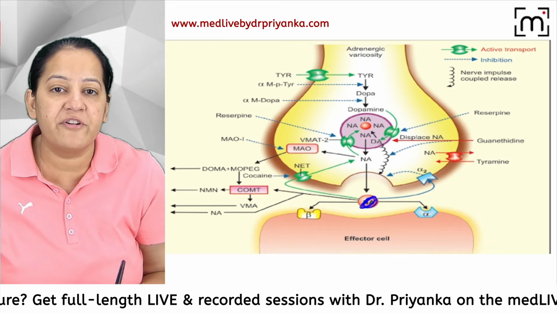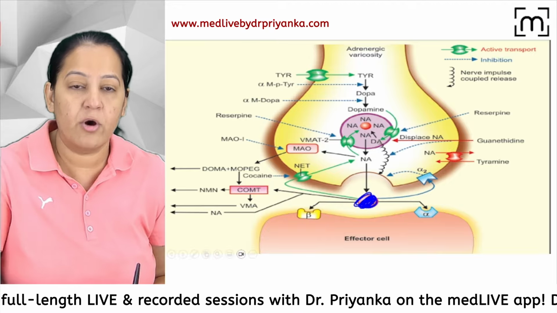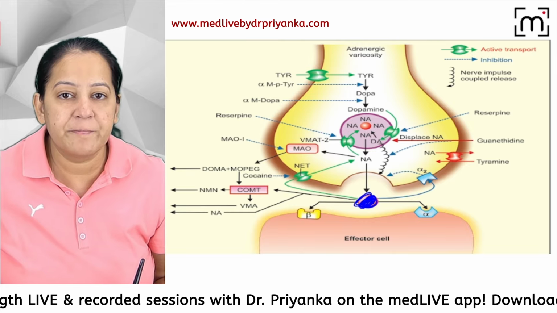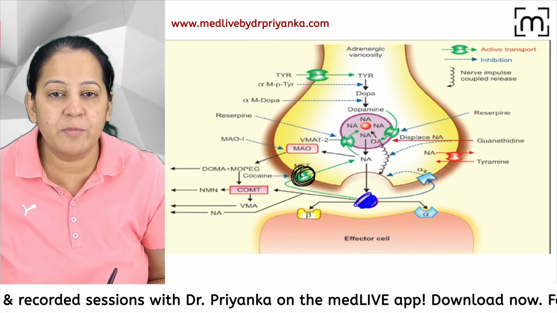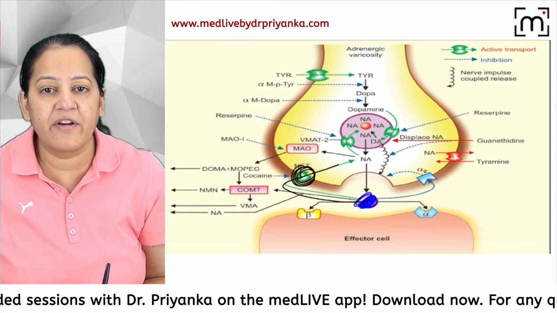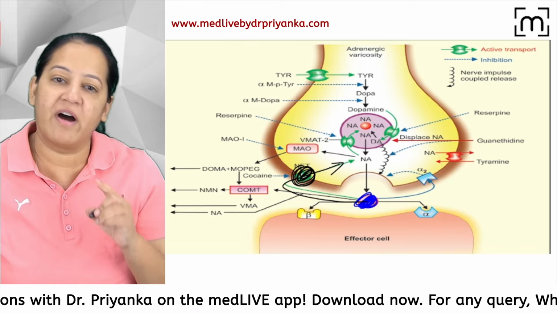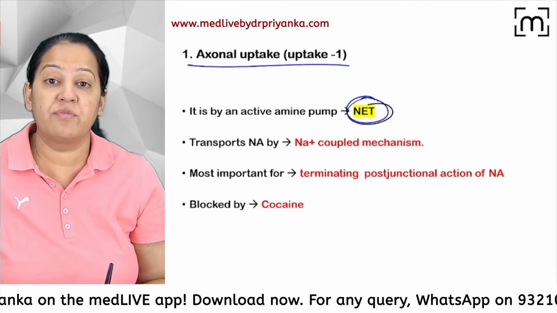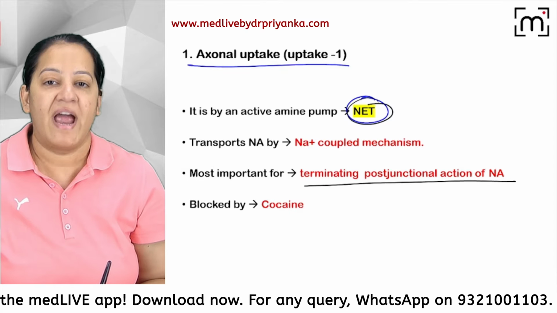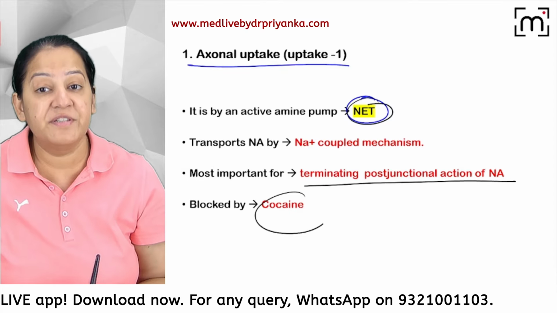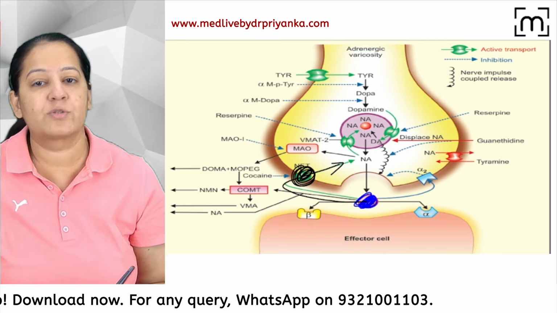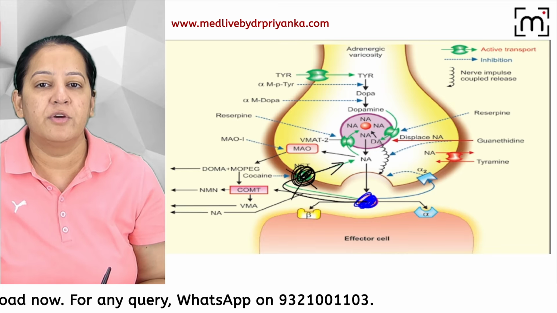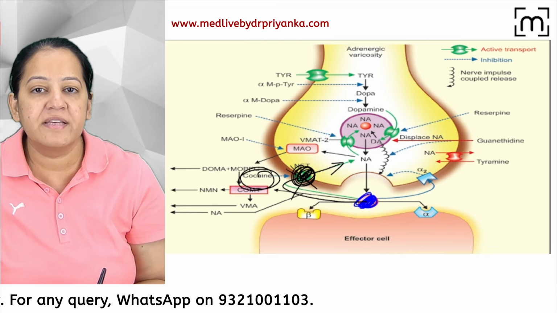Can you see this is noradrenaline? Say yes. You can see this is noradrenaline. Can you see this is NET, the NET transporter. So it is getting reuptaken into the axoplasm via this transporter, NET. Okay, and this is the major pathway for causing termination of action. And this NET can be inhibited by a toxin, that is cocaine. You can see here it is written cocaine is inhibiting it.